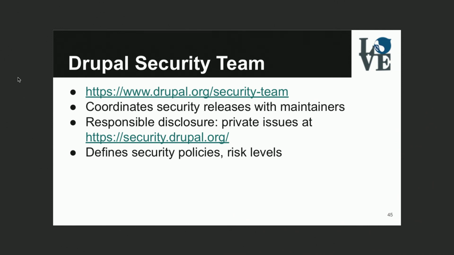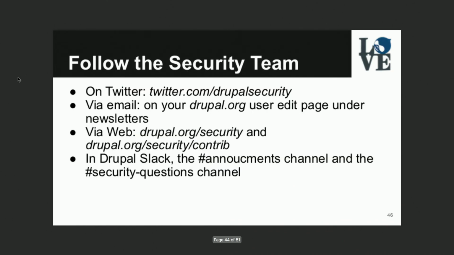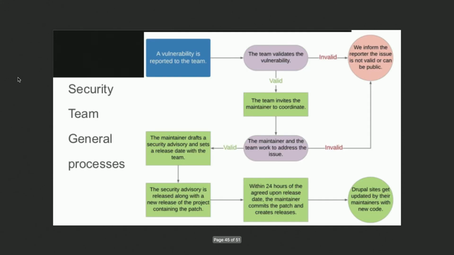And then we help define the policies and the risk levels. So again, we're volunteers. We're responding to vulnerabilities, not finding them. You can follow on Twitter, on Drupal.org, sign up for newsletters. There are Slack channels. And you can look at the PDF and see the workflow process. If we get a vulnerability, it's about us coordinating it and responsibly disclosing it, not about us fixing it.